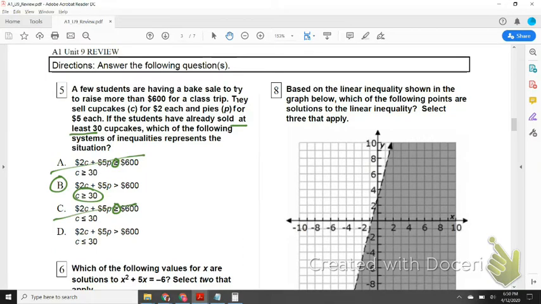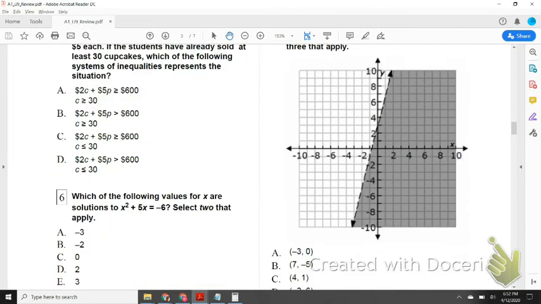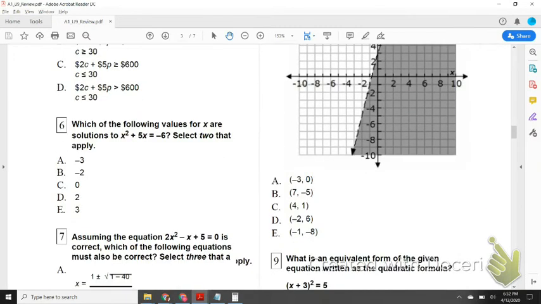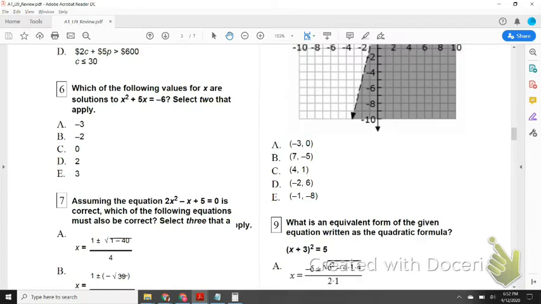All right, let's go down to number 6. Which of the following values for x are solutions to this quadratic equation? So basically, you're going to add 6 to both sides, set it equal to 0. You can solve this one of two ways. You can factor, or you can use a quadratic formula.